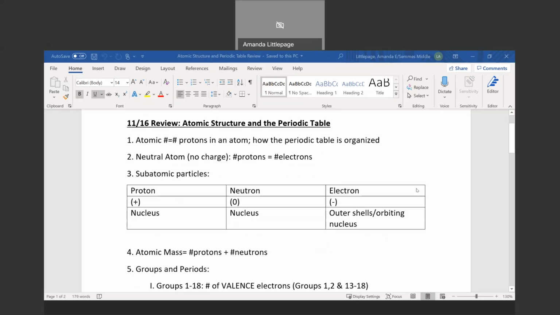Other information we've been discussing is the atomic mass. The atomic mass is equal to the number of protons plus the number of neutrons. Remember, all of this information is in fact found on your periodic table. In just a moment I'm going to pull up a periodic table and show you that so we can review it real quickly.